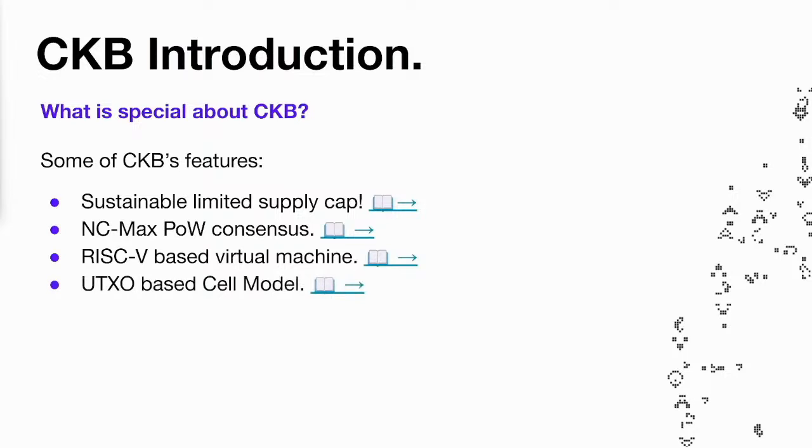UTXO-based cell model. The cell model is a programming model that we use on CKB, and its origins are based in UTXOs, which means that it allows us to scale massively. So we'll be talking about that a little bit more in the next slide.